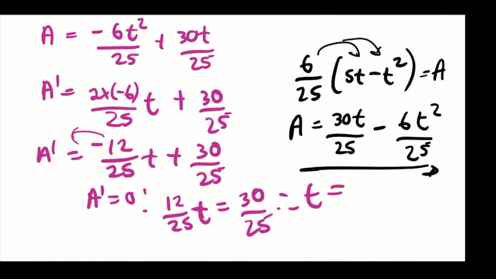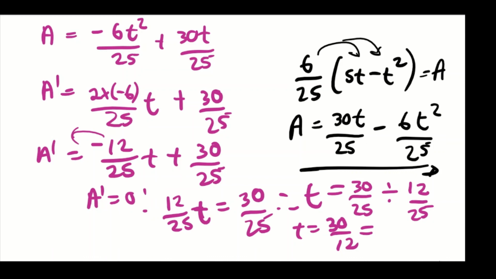Therefore t is equal to, so I'm just going to divide out this expression here. So it's 30 over 25 divided by 12 over 25. So you should get t being equal to 30 over 12, which is the same as having 5 over 2. So that is your value of t.